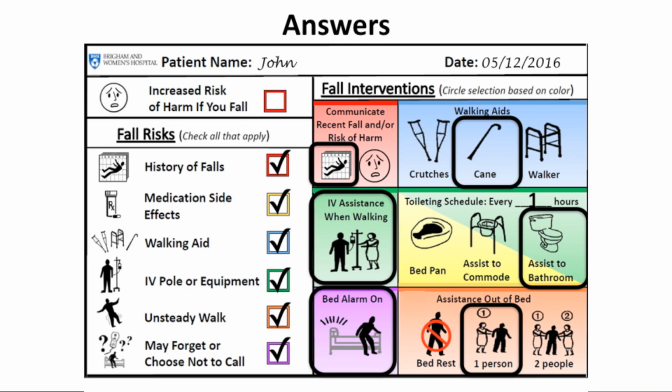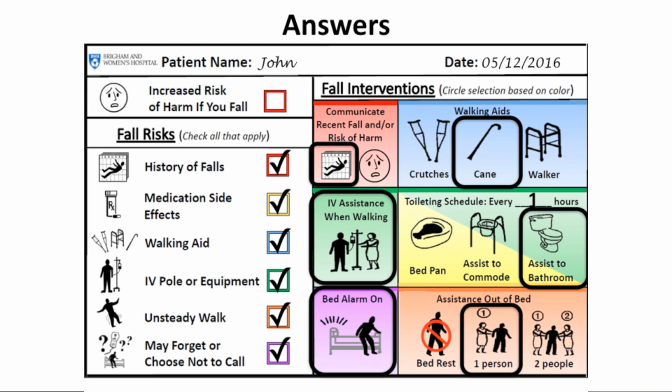And then in terms of John's gait, he seemed to have an unsteady walk, so we've ordered one person assist for him. John thinks he's independent, but we know that actually John needs assistance. So for John, we're going to use the bed alarm, and we're going to tell him we're using it to make sure that he remembers to call us, because we don't want him to fall while he's in the hospital.